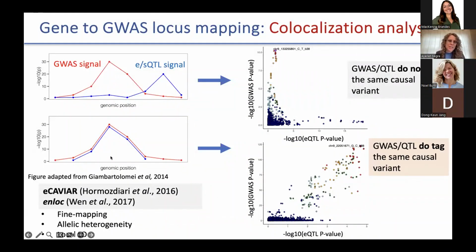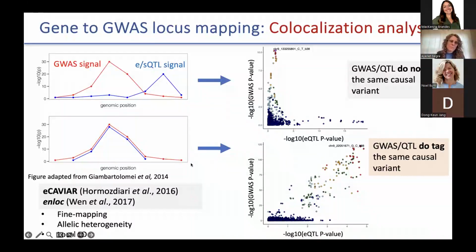And this is just a toy example. The figure was adapted from Giambartolomei et al., the original Coloc method. This is an example where two co-occurring GWAS and QTL signals are not tagging the same causal variant. This is a LocusCompare plot showing the minus log p-value of the GWAS versus that of the eQTL. And this is an example where they are tagging the same causal variant, suggesting that the QTL may be the underlying causal mechanism for the GWAS, for the complex trait.